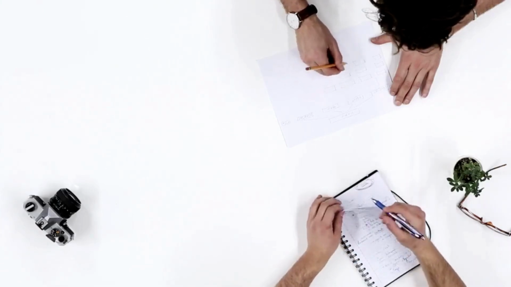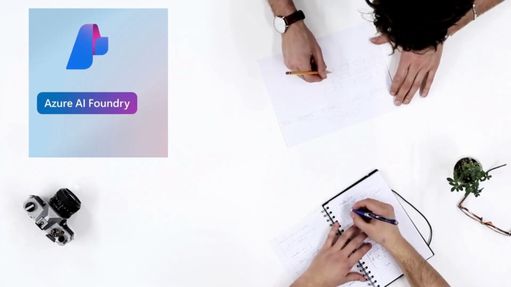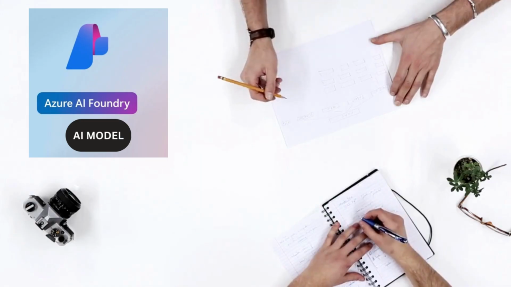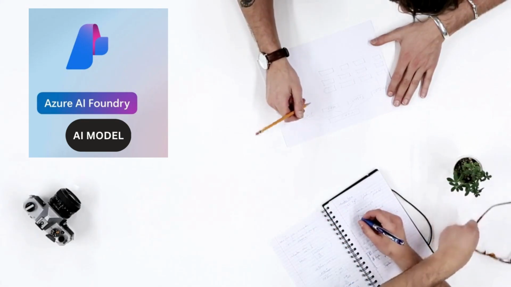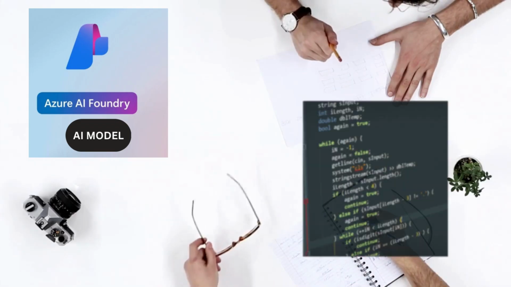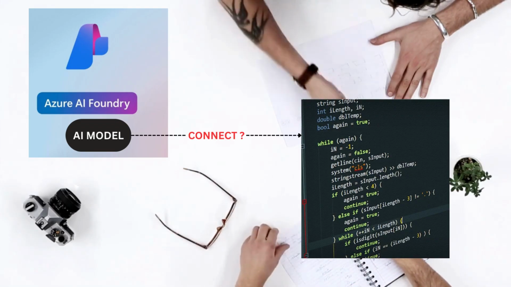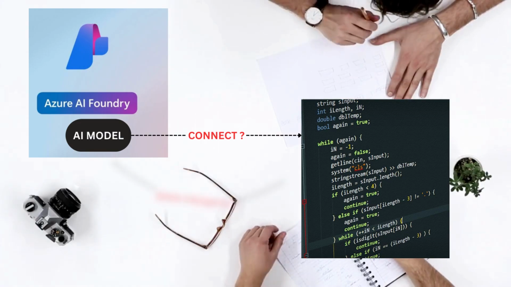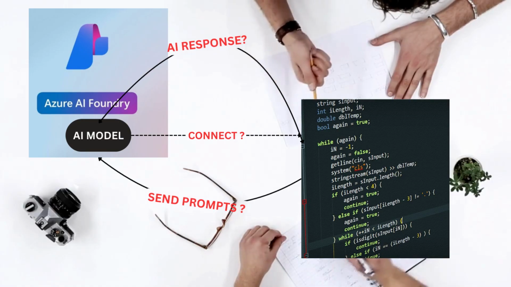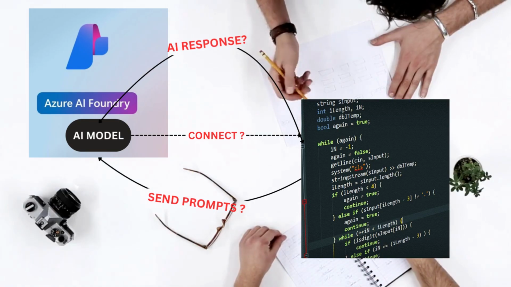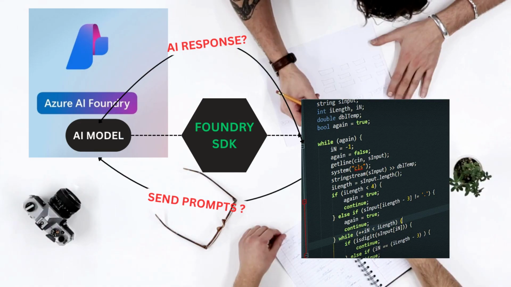Let me ask you something. You have developed a model in Azure AI Foundry. Everything looks great in the portal. But now comes the real question. How do you actually use this model inside a real application? How do you connect it? How do you send the prompts? How do you get responses in your code? That is where the Microsoft Foundry SDK comes in, and that's exactly what we will understand in this video.